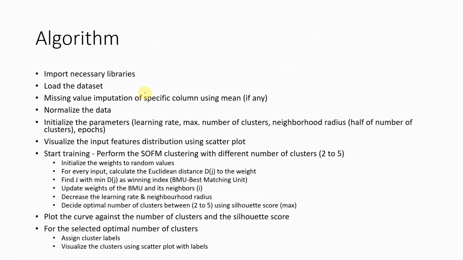And these are the algorithm steps. First, we have to import the necessary libraries required to implement this algorithm and load the given input data set, which contains the features x1 up to xn. If there is any missing value in a particular column, we have to do the imputation for that column alone by using mean imputation. And the next step is we need to normalize the values.